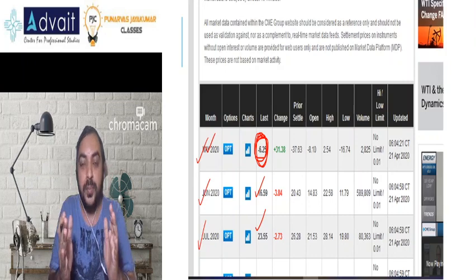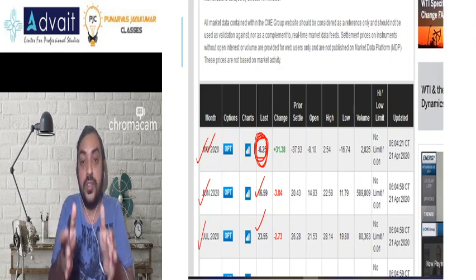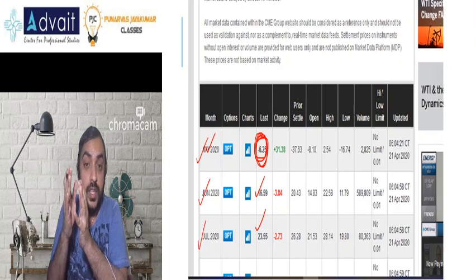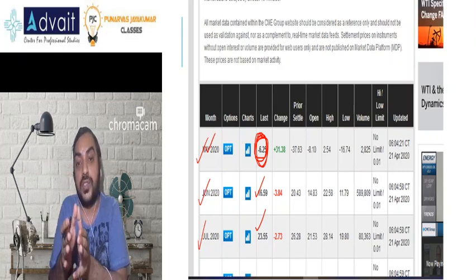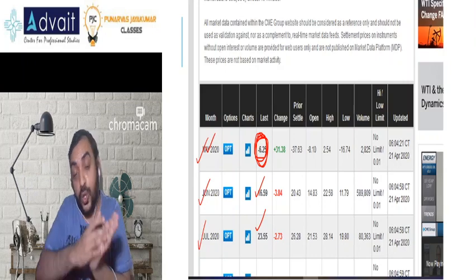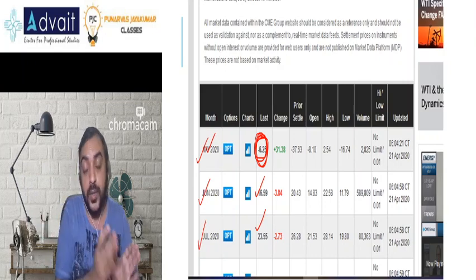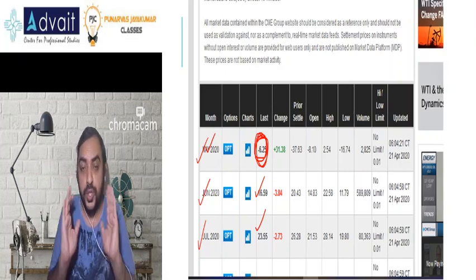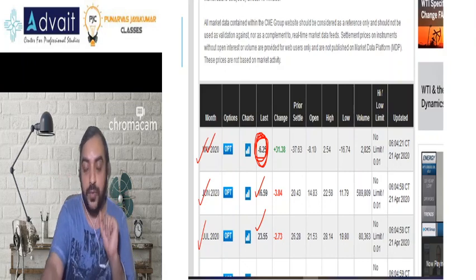So the point to be kept in mind is that commodity futures are influenced by the storage cost, and when you're not able to incur the storage cost, the price can go negative. That's the only point you have to keep in mind. Don't take any extreme view.